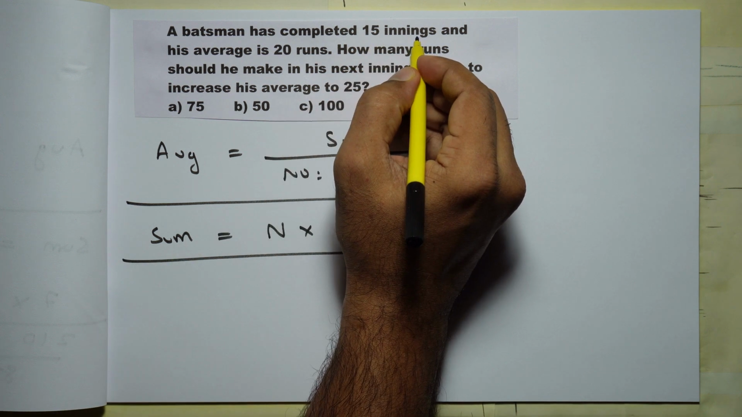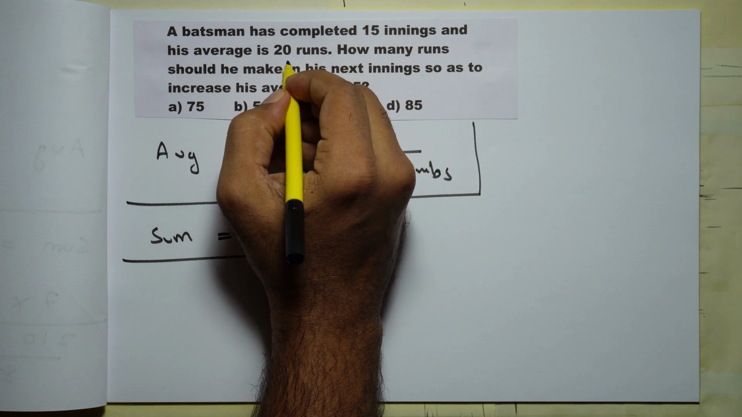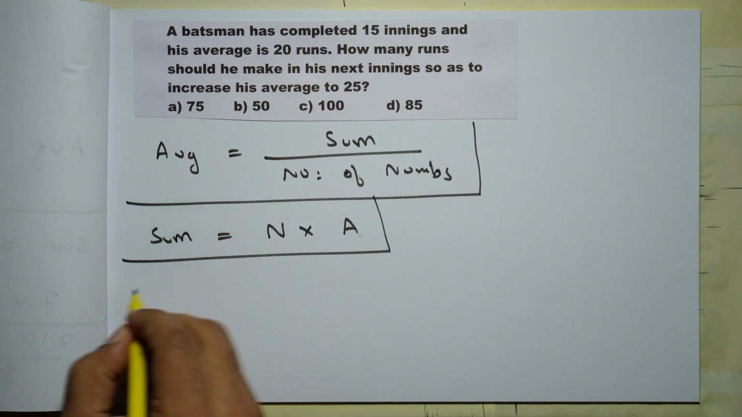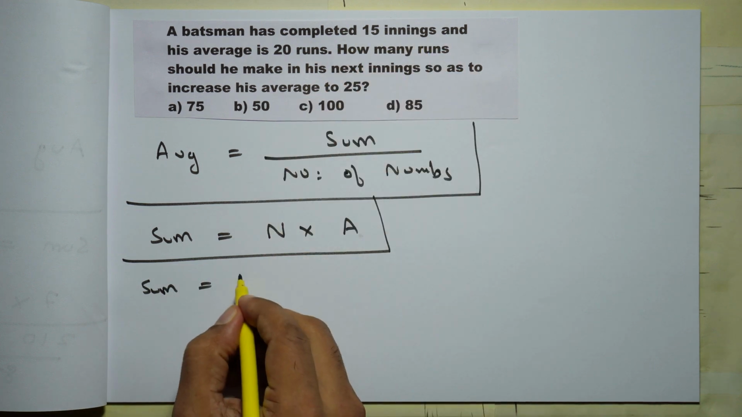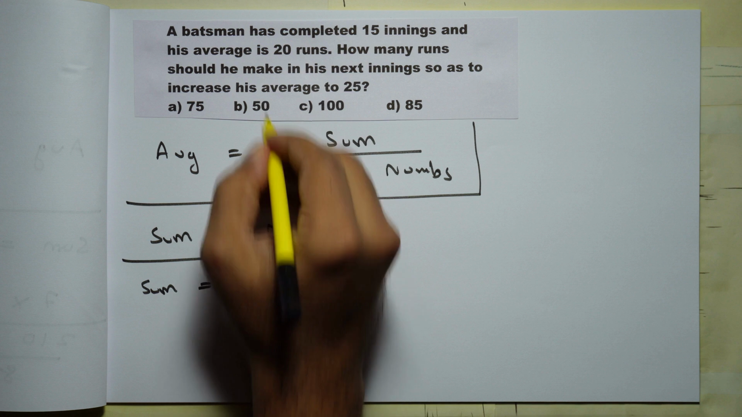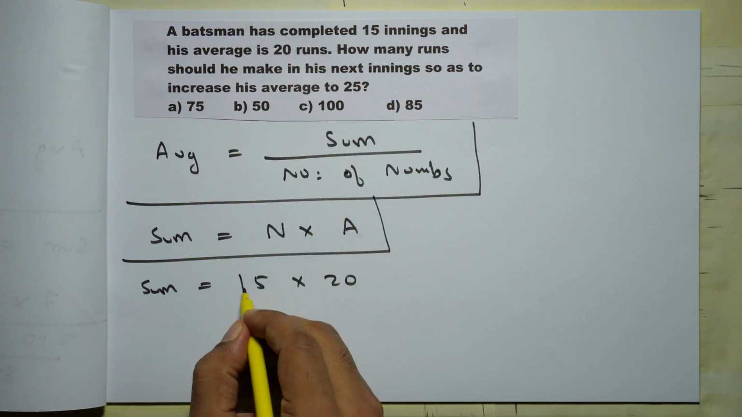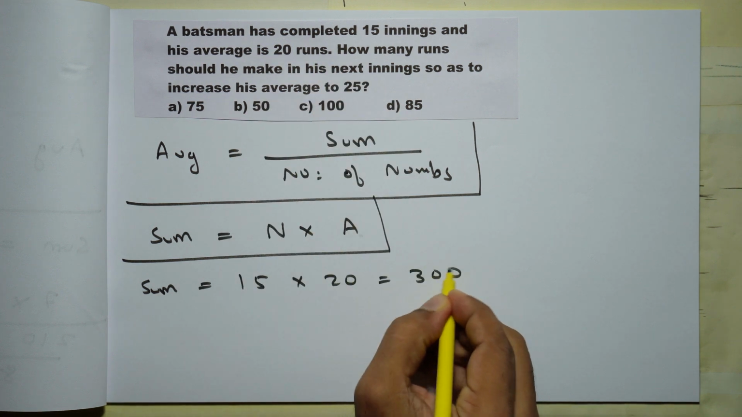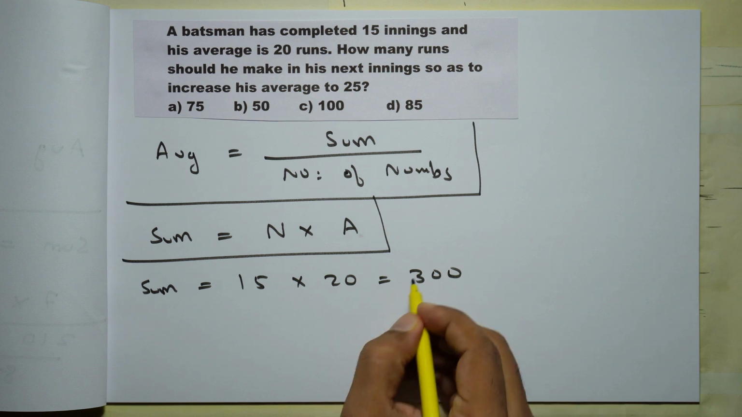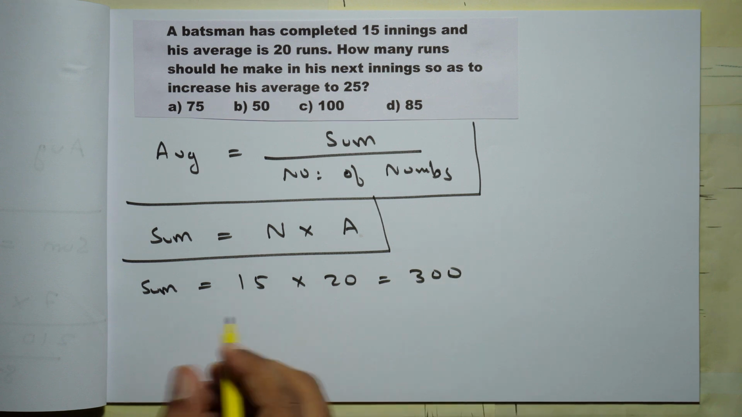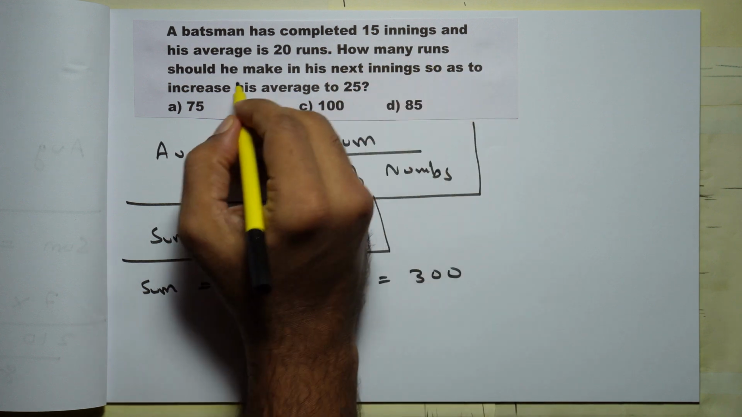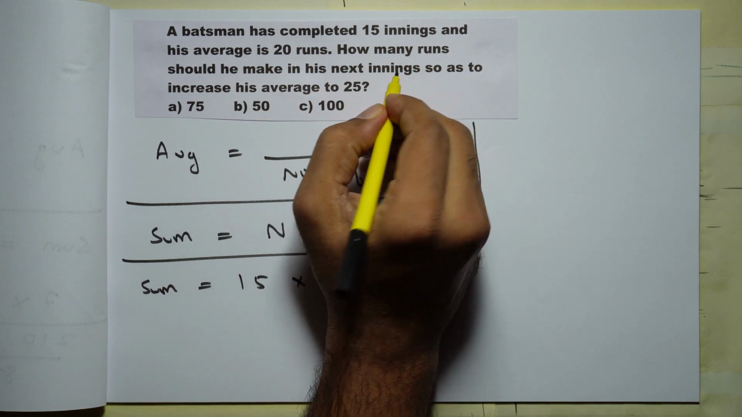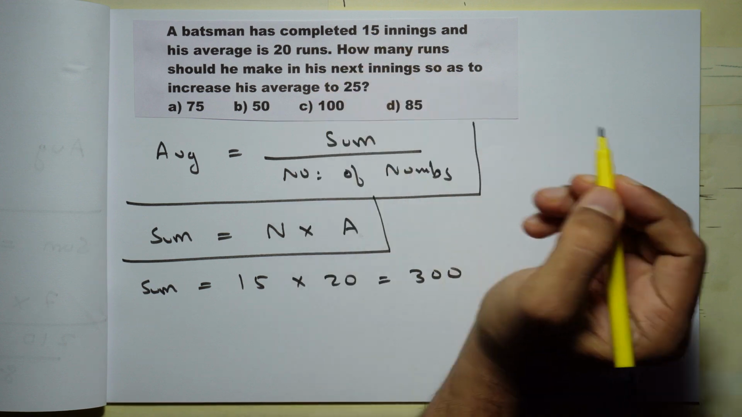15 innings have been played and their average is 20. So the total runs that he has made, the total sum, is equal to number of innings 15 into their average 20. So 15 into 20, altogether he has made 300 runs. So this is what he has totally made in the first 15 innings. Now the question is, how many runs should he make in his next innings? His next innings will be the 16th innings.